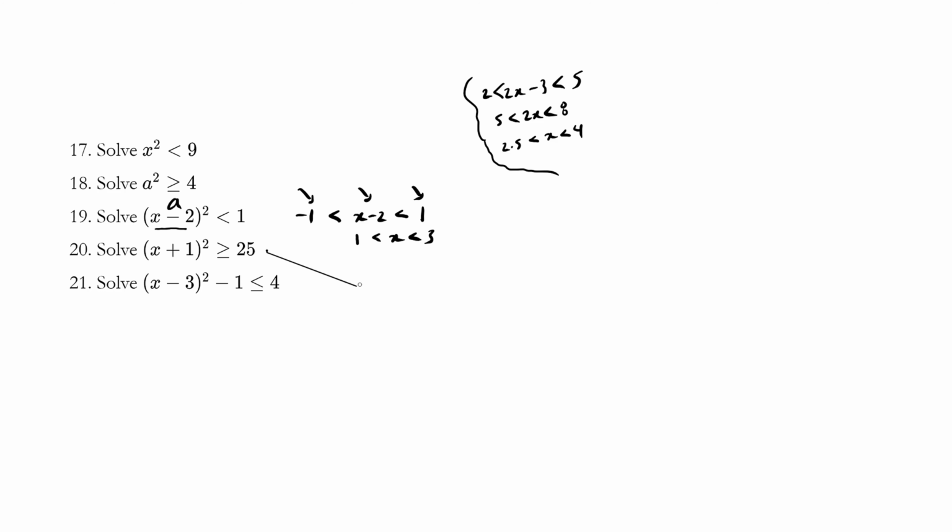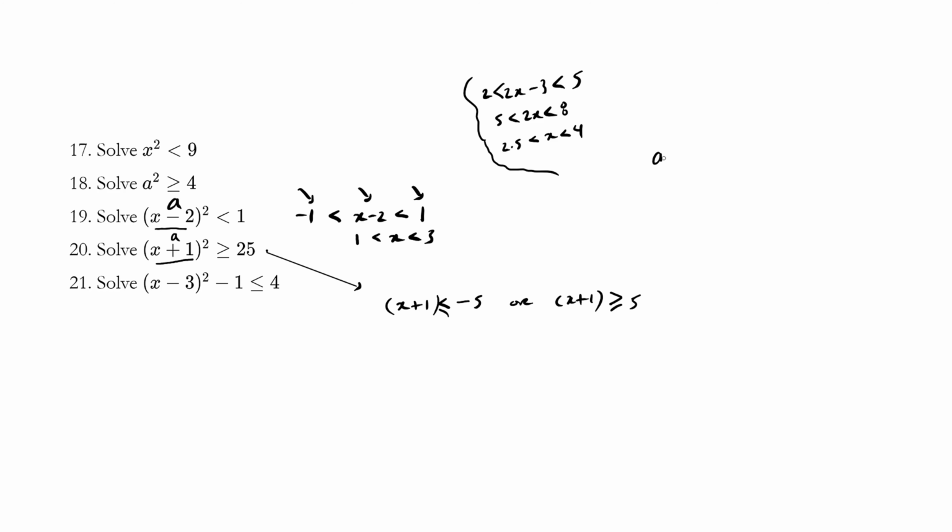Let's focus on the next problem here. We have the greater than sign, which means there's going to be a gap in the middle. Our new a value is here, x plus 1, and we're going to square root both sides. So the square root of 25 is 5. So we're going to say that our a value, x plus 1, is less than or equal to the negative version of the square root of 25, which is negative 5, or that x plus 1 is greater than, and don't forget that equal sign, greater than or equals to the square root of 25, which is 5.